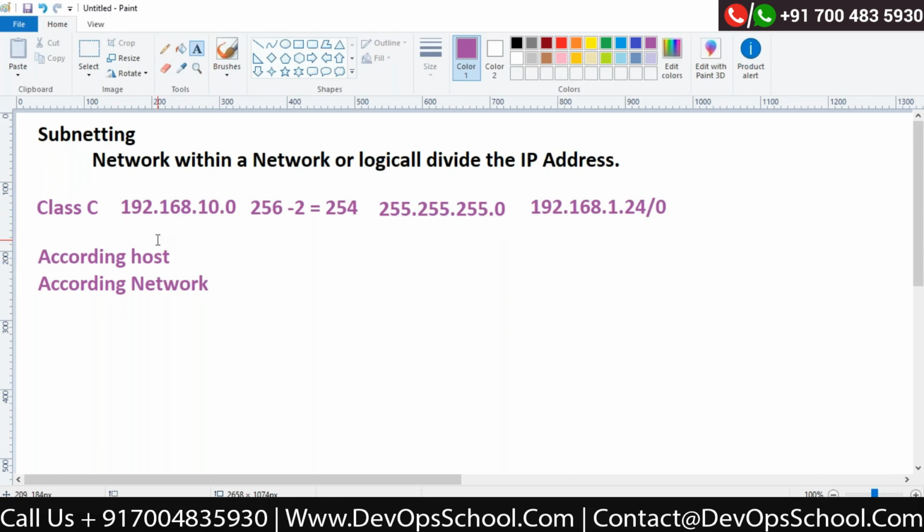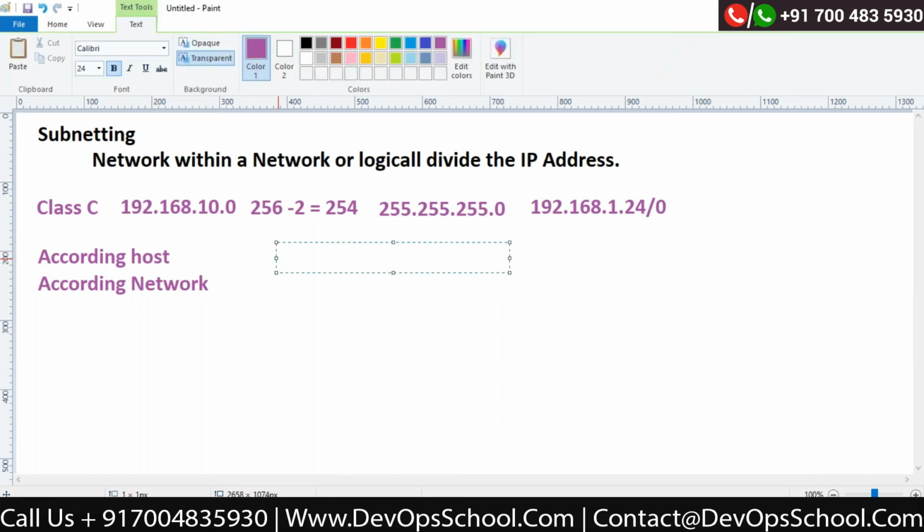So we will do it according to host. My manager says you have to create 40 IP addresses per network. I require 40. I'm talking about 40 IP addresses per network.